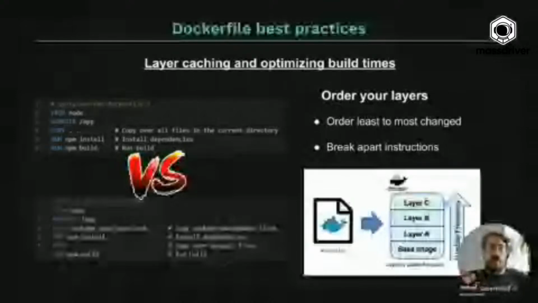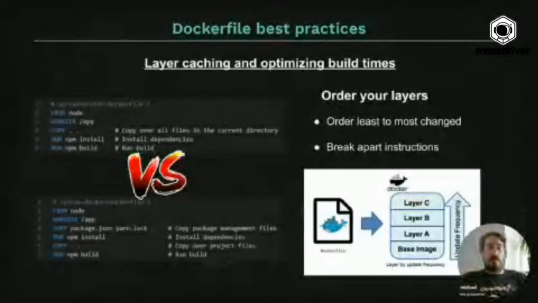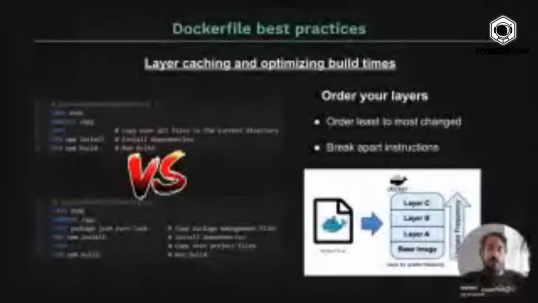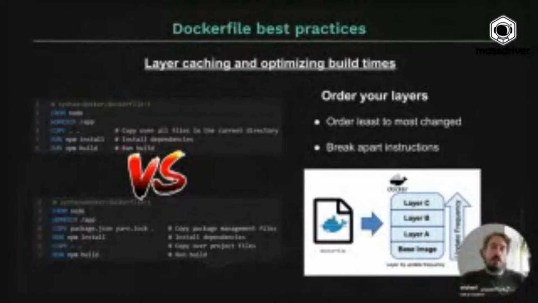Setting your instructions in a logical order is key to optimizing build times because any change in a layer will invalidate all of the following layers, requiring all of them to be rebuilt. To improve efficiency, place the steps that change frequently closer to the end of your Dockerfile. Let's compare the two examples in the slide. In the top left, we have the inefficient Dockerfile. This Dockerfile copies all files at once, which means that every time a file changes, even if it's unrelated to dependencies, Docker has to reinstall all dependencies from scratch, which is an inefficient use of layer caching.